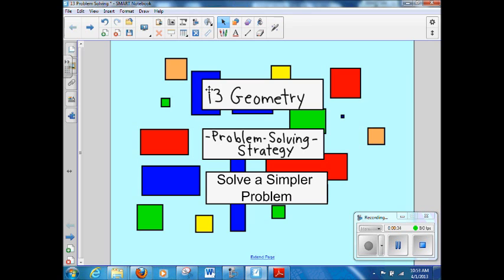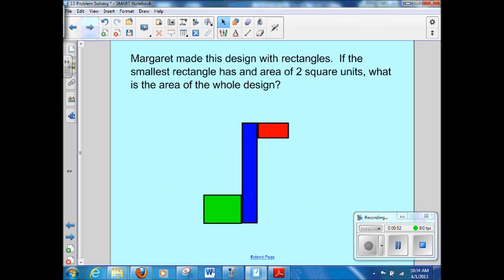Looking at the background behind our title cards, I see rectangles and I see squares. Makes me think I'll probably be using those things that I've learned before in geometry to do some problem solving, and I'm going to be solving a simple problem first. Let's go on to our next slide here.